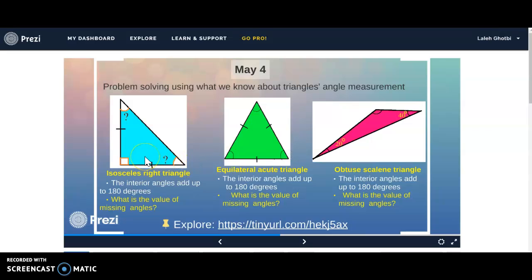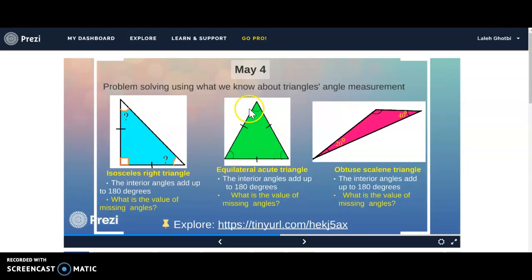And we can use this knowledge to solve for the missing angles. If this is 90 and all of them together are 180 degrees, these two added together are 90. And because they're equal, each one of them is going to be 45 degrees.